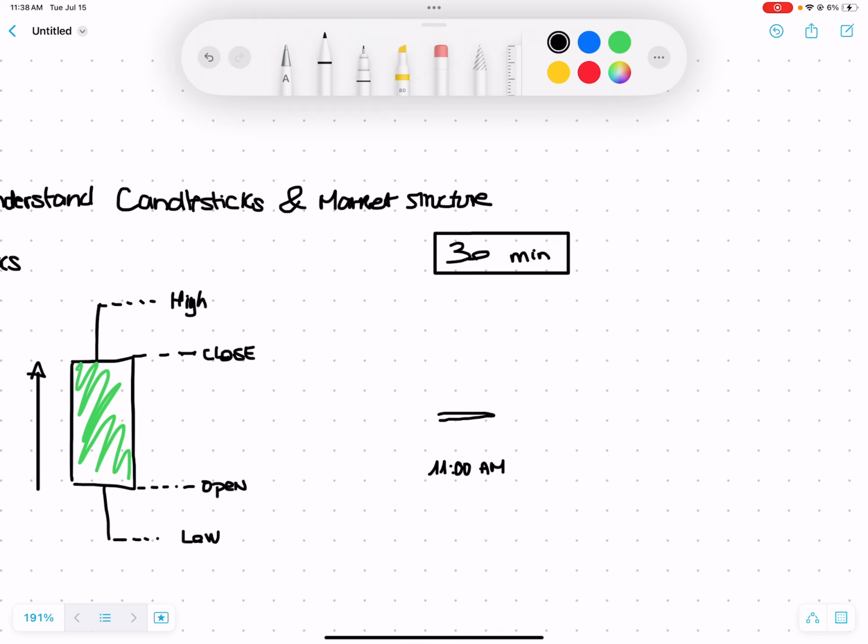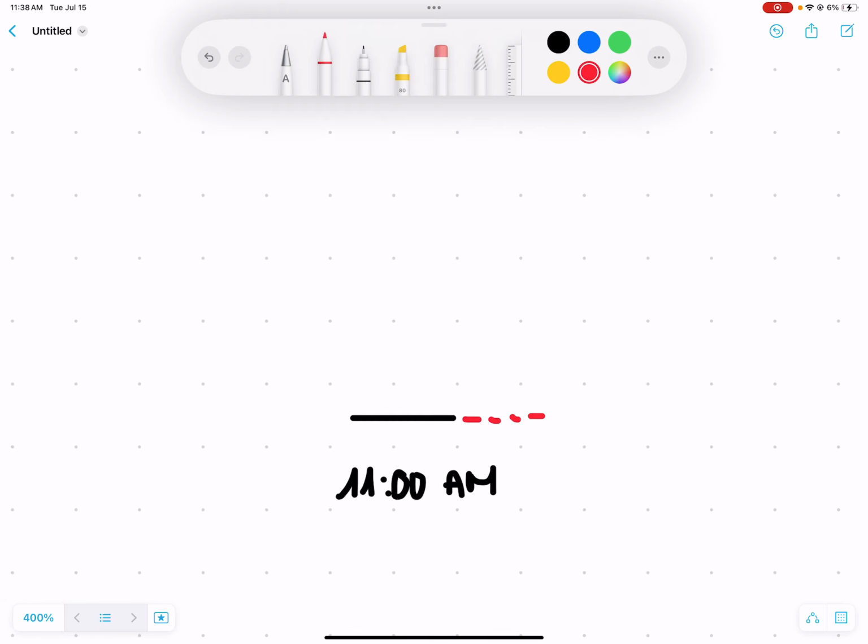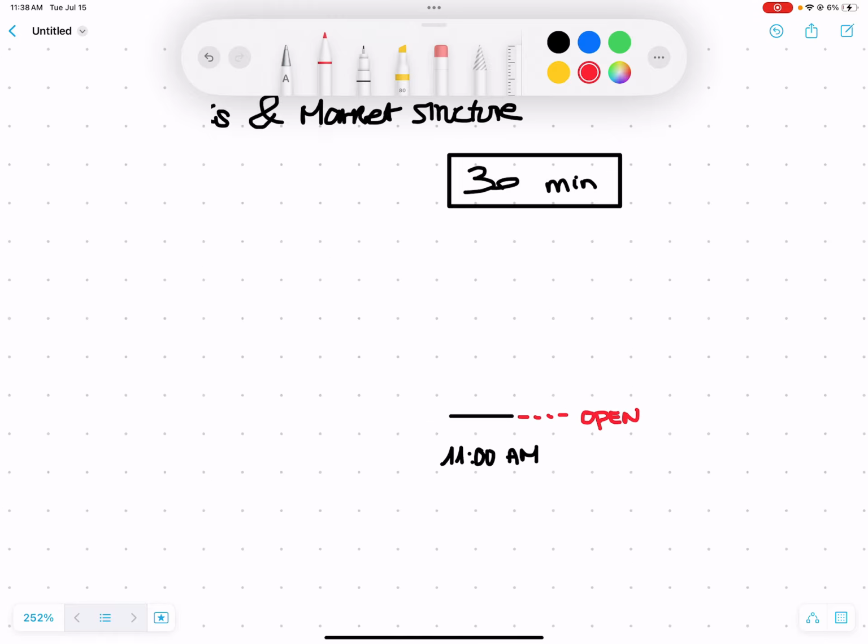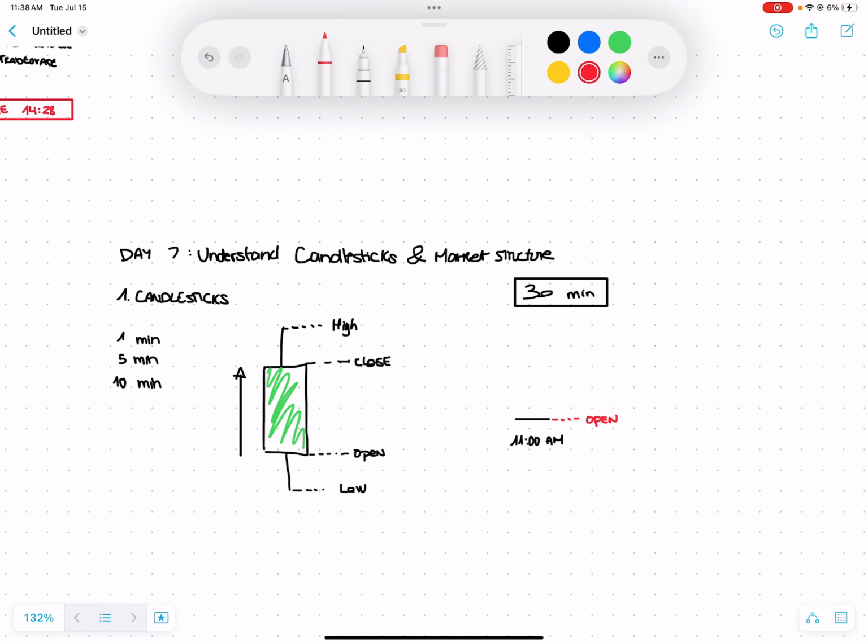What you will see when a candlestick just appeared is you will see a line. Okay, it always starts with a line. Okay, so in this case, let me put it in red. Let me zoom in here. This would be the open of this candlestick. Okay, this is at 11 a.m. the candlestick appears, and this is the open.